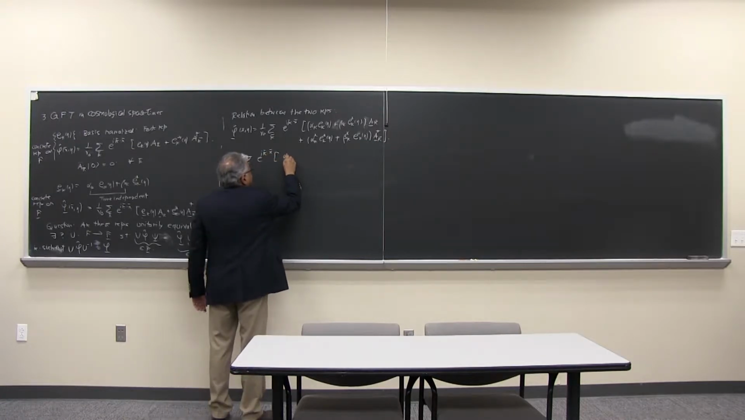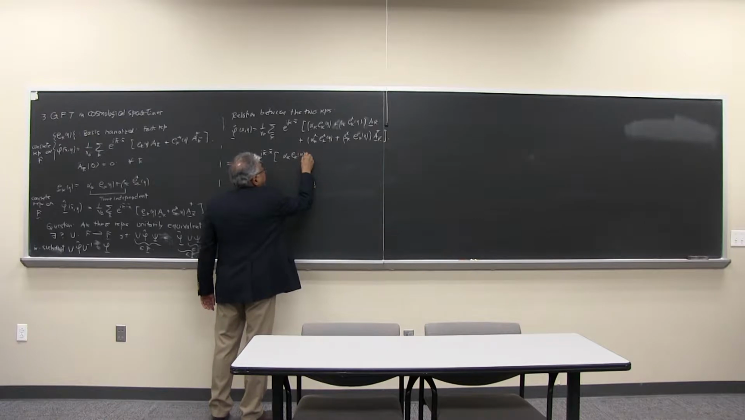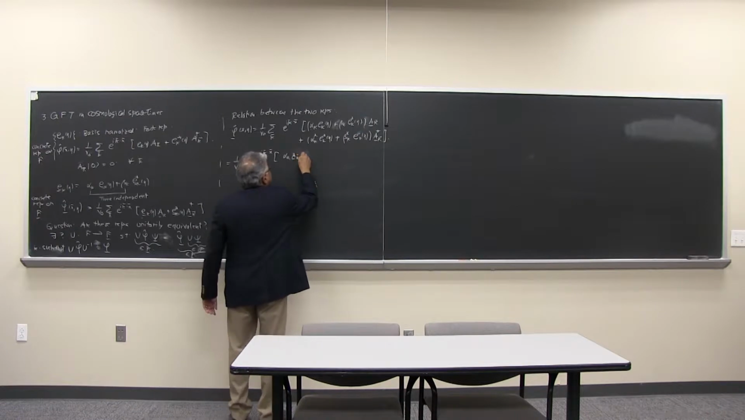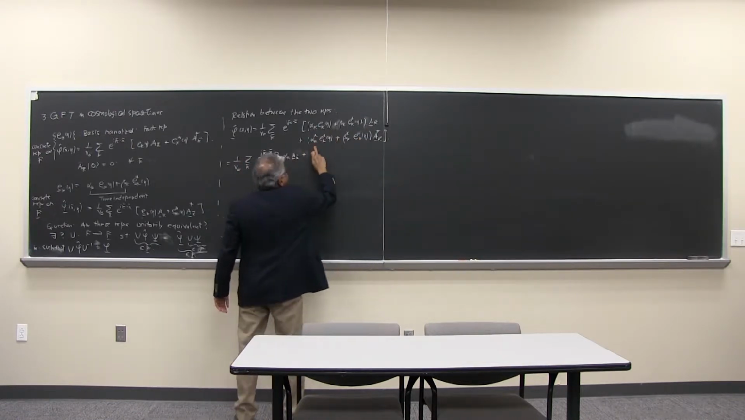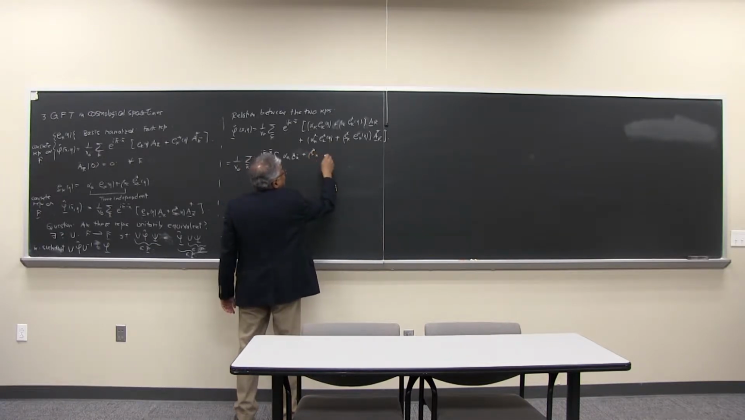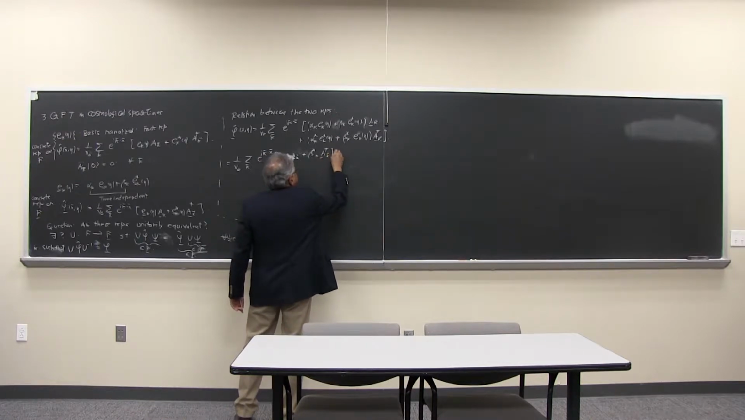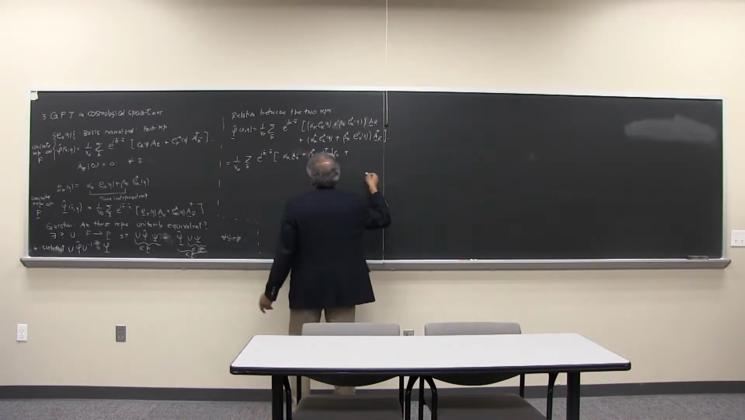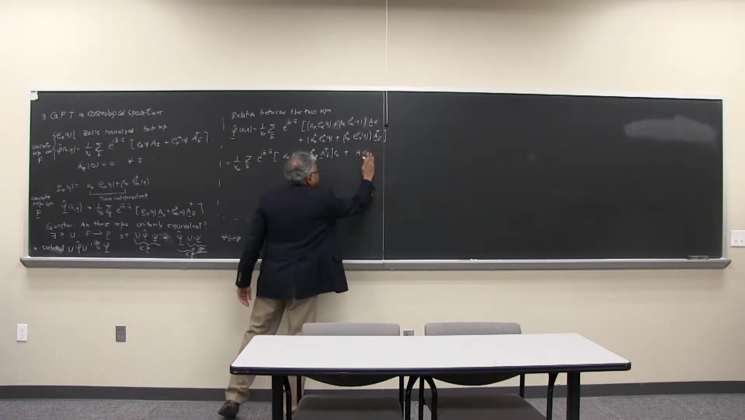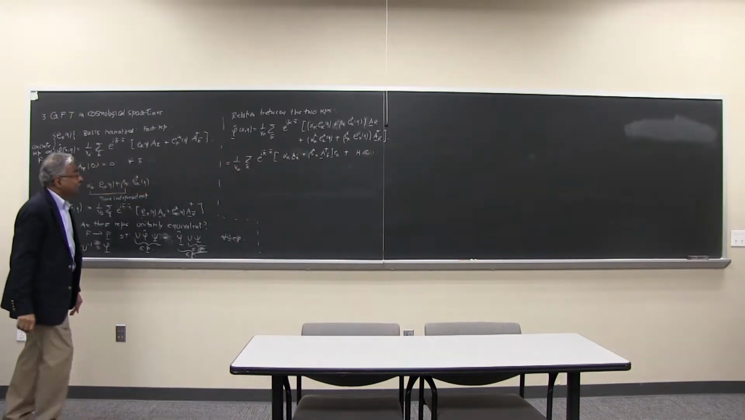Times alpha k e bar k of eta, so alpha k a bar k plus beta star k times a bar k, plus I'm going to get the Hermitian conjugate of this operator plus these other two terms that I left out here. So plus the Hermitian conjugate of this operator. I'm just not writing it out to save space.